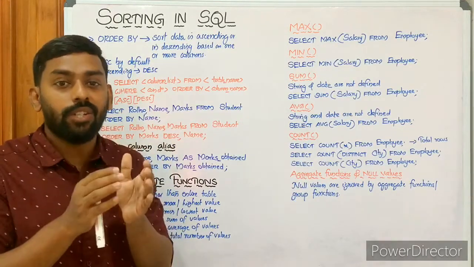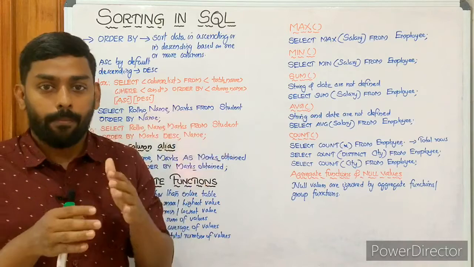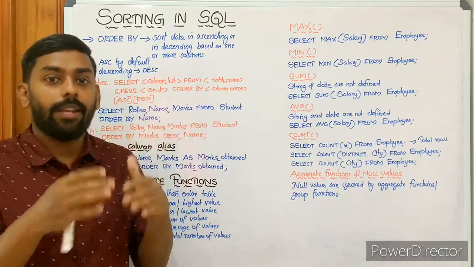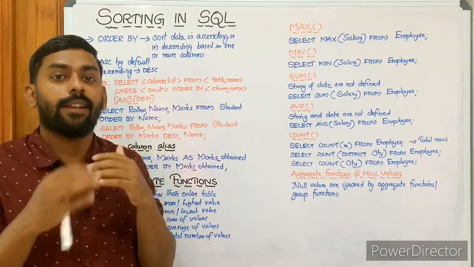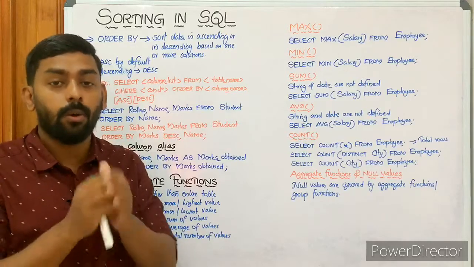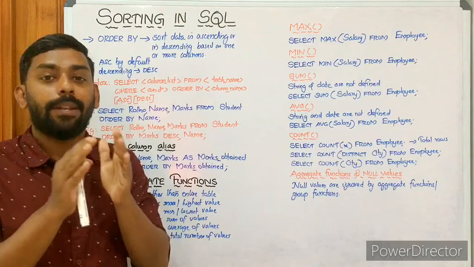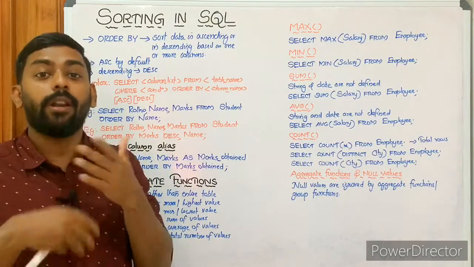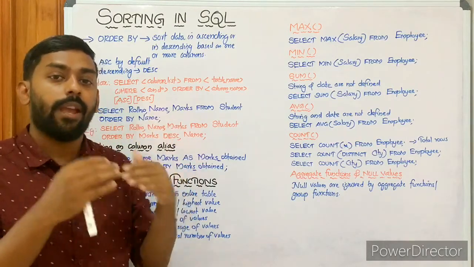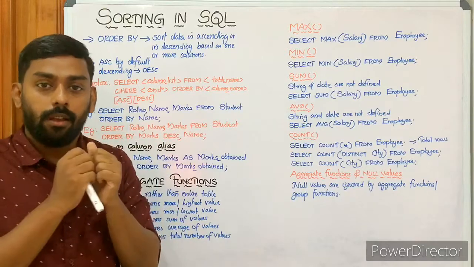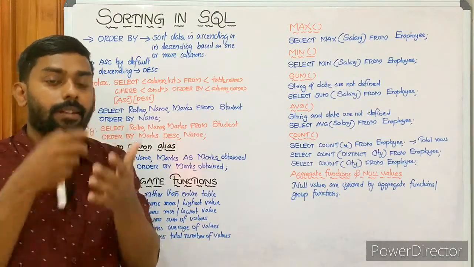Sorting means arranging the elements in a column or in a table in some specific order, either in ascending order or in descending order. So sorting is a process of arranging or organizing the elements in either ascending order or descending order. So here in SQL we have the facility of arranging columns or the elements.